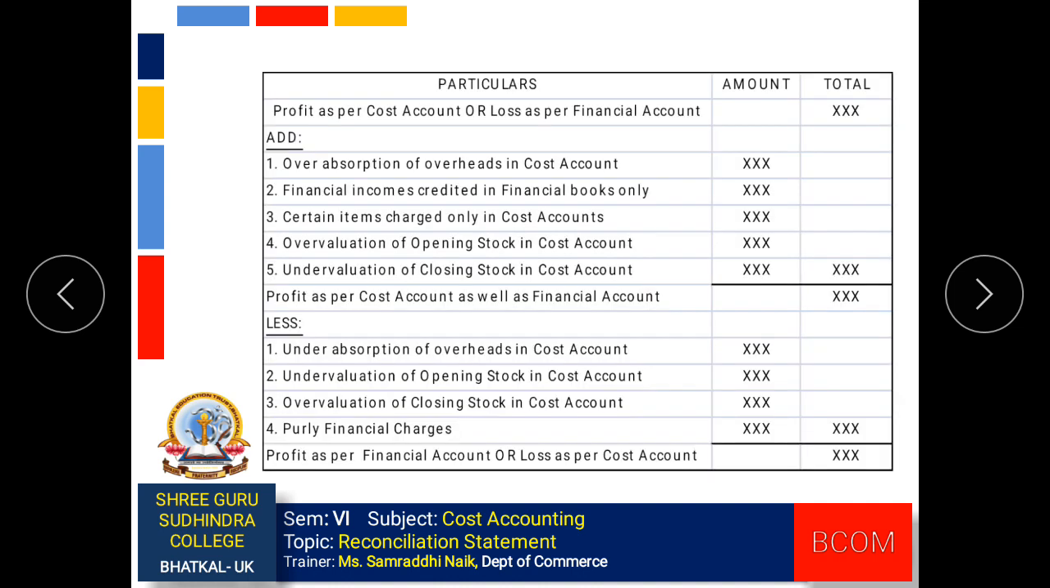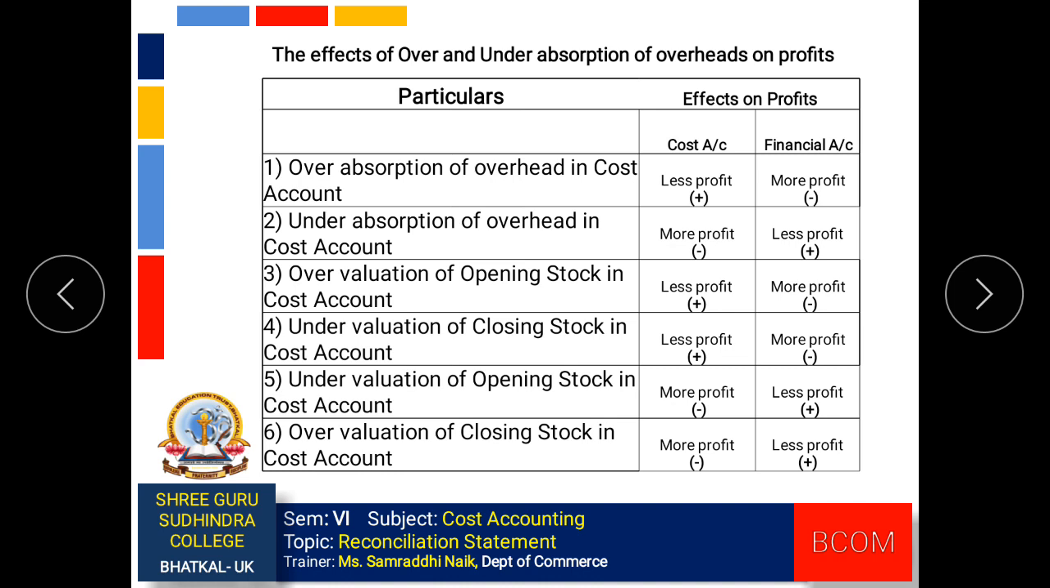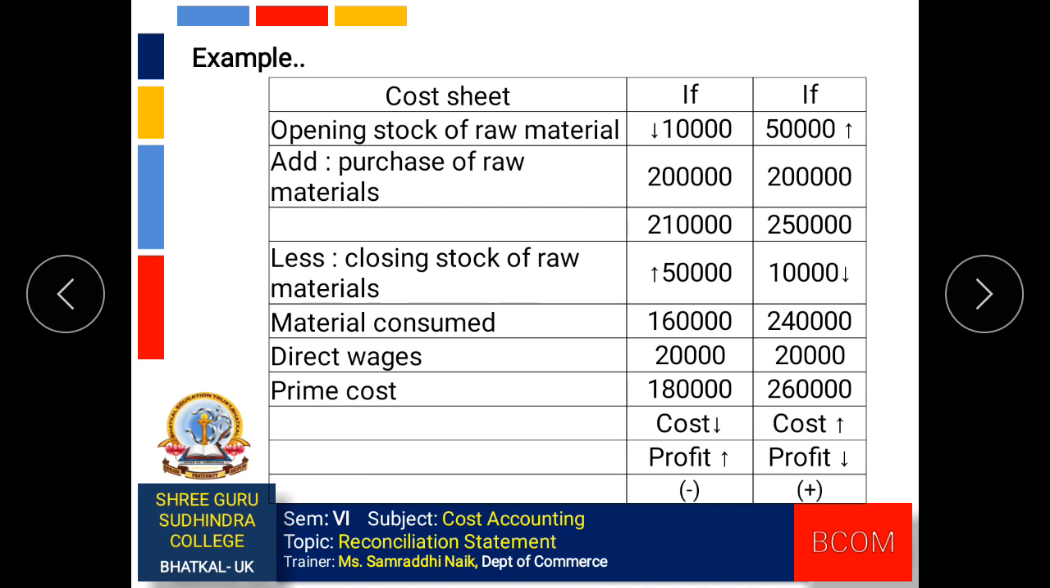Second one, undervaluation of opening stock in cost account. When opening stock decreases due to less stock of material, the cost decreases and profit increases. For example, if we take opening stock rupees 10,000, due to less stock, cost decreases, that is rupees 1,80,000, and profit increases. To overcome this, we deduct undervaluation of opening stock in cost account.